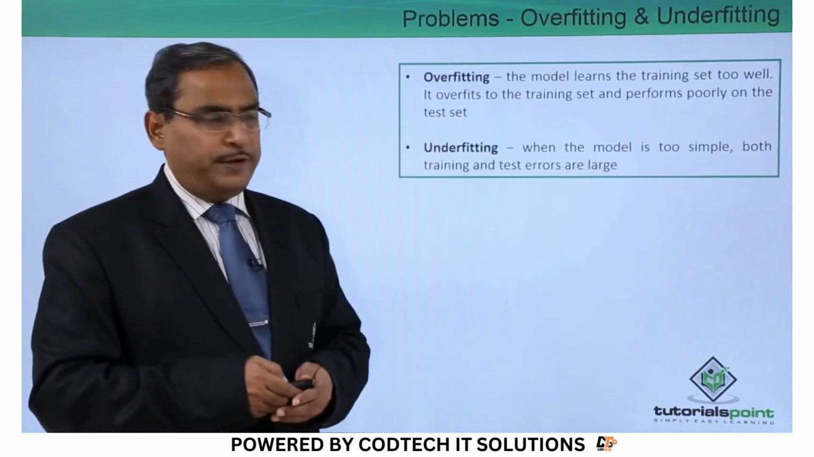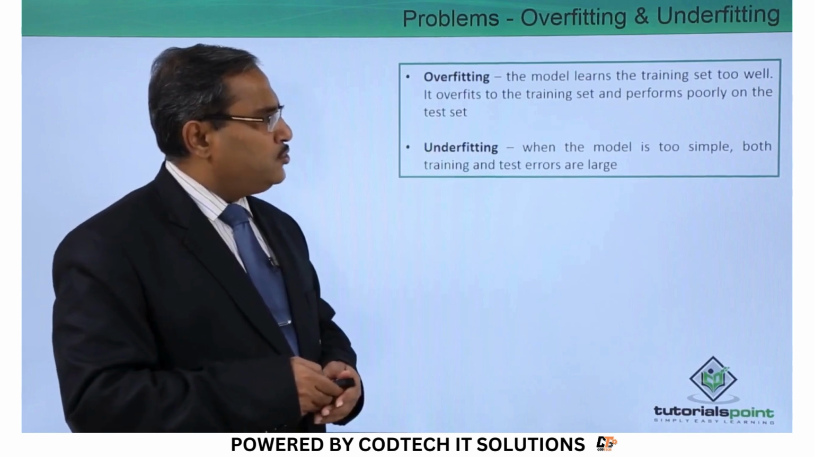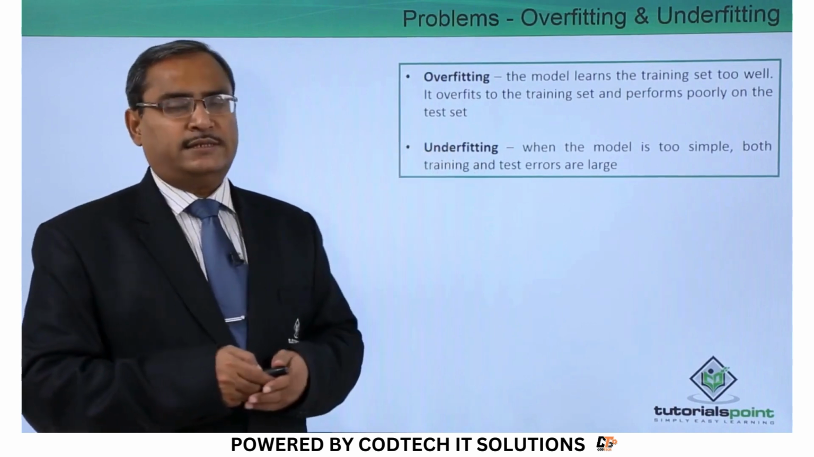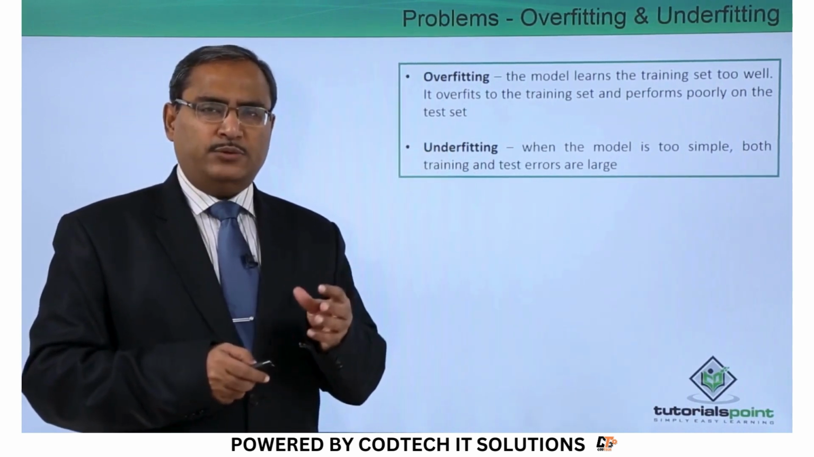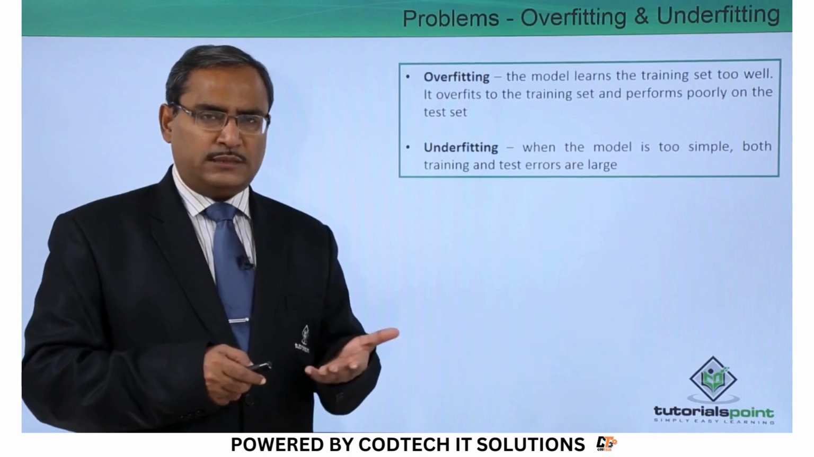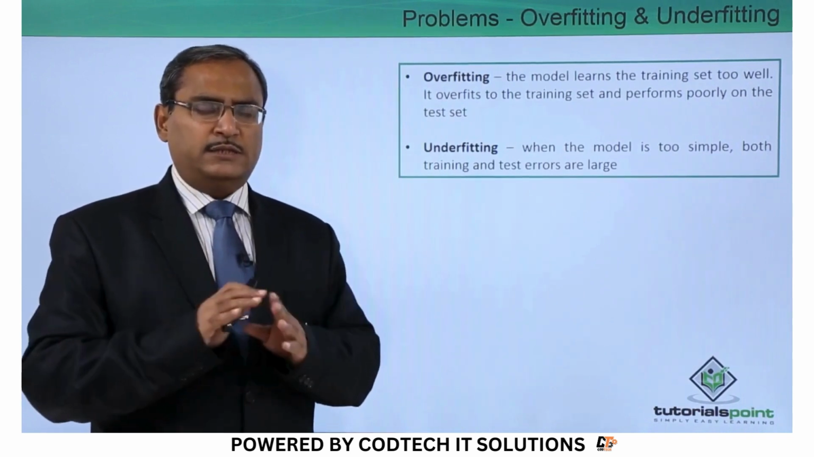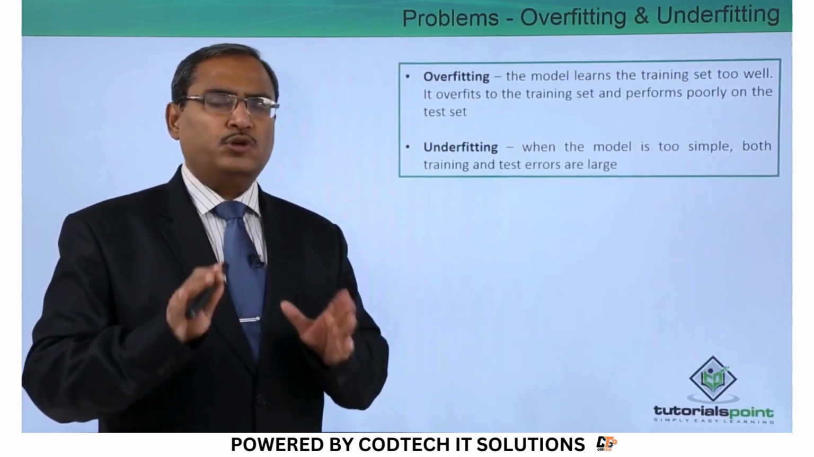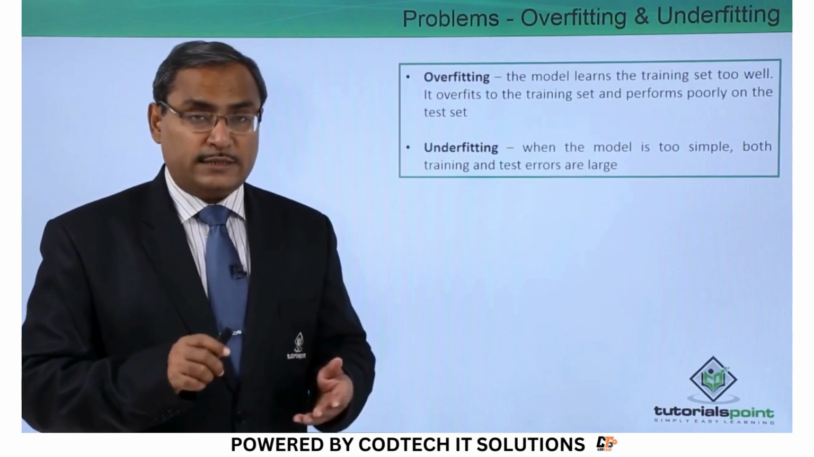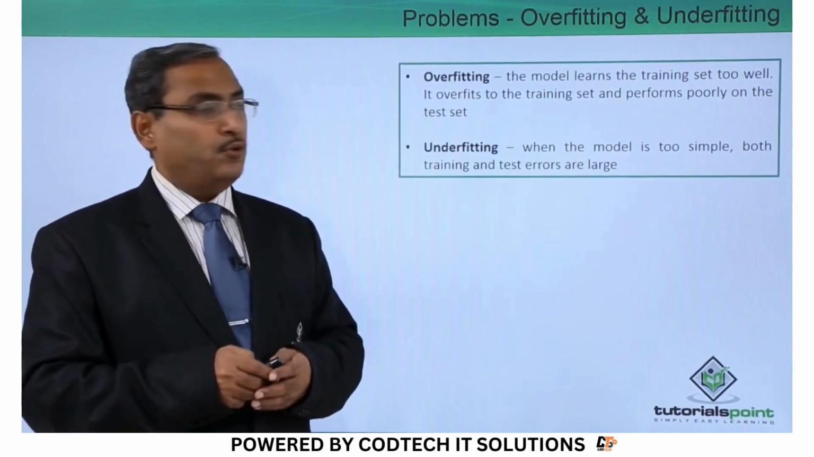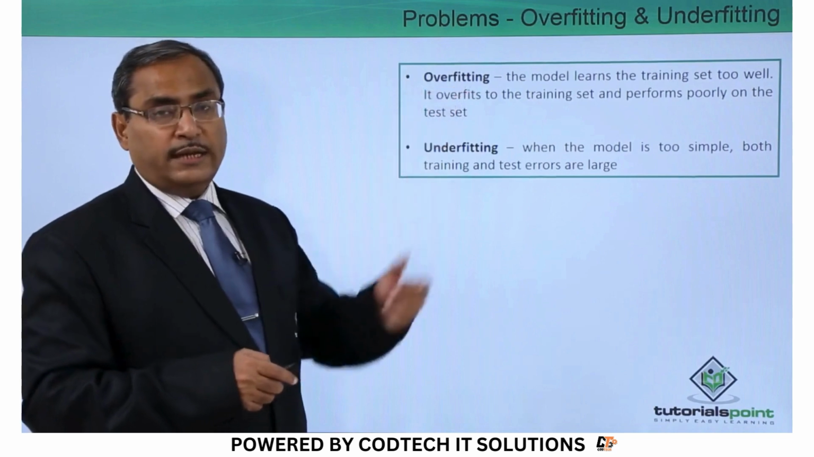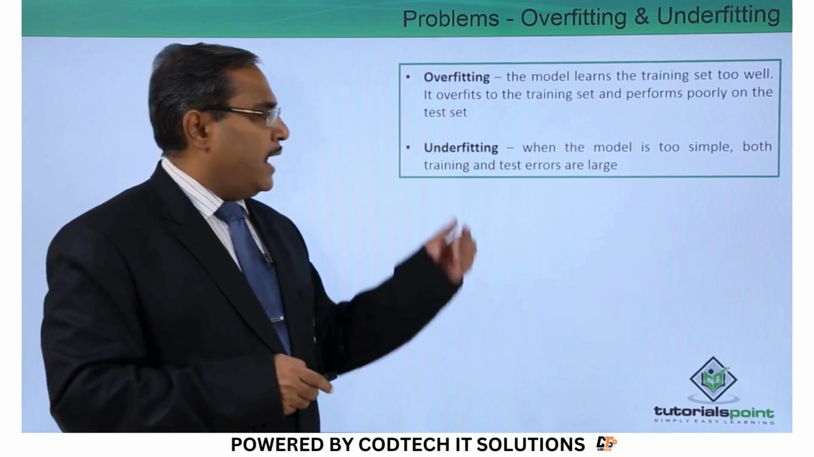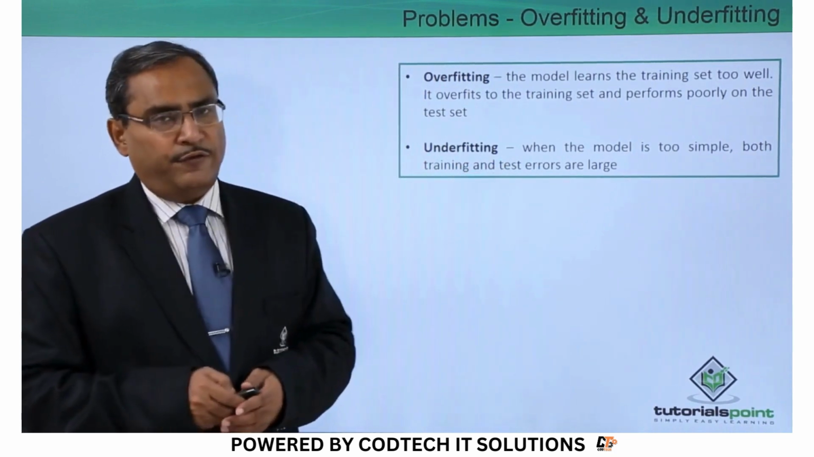So overfitting, what is overfitting? The model learns the training set too well, it overfits to the training set and performs poorly on the test set. So when the model is tested with our data set which is pre-known to us, it is performing very well on the training set, predicting correctly most of the time, but when a new data set is given to it, it performs very poorly, and in that case we can consider that overfitting is the problem. Underfitting is when the model is too simple and both training and test errors are very large.